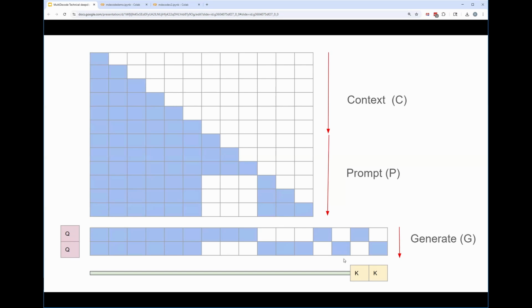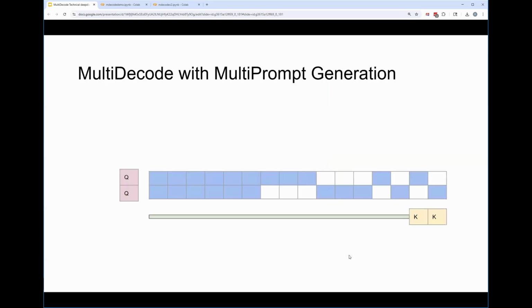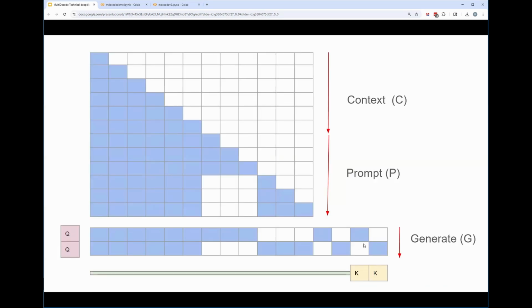Does that make sense? This is the second token generation of two branches, and this is the general form. So if you understand that, the rest is going to be pretty easy.